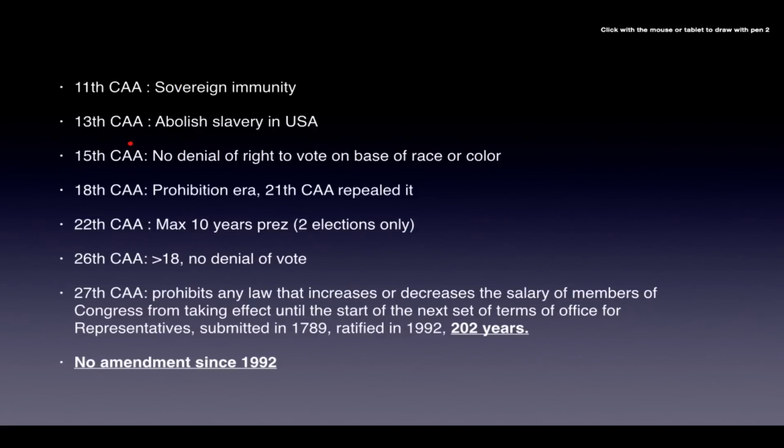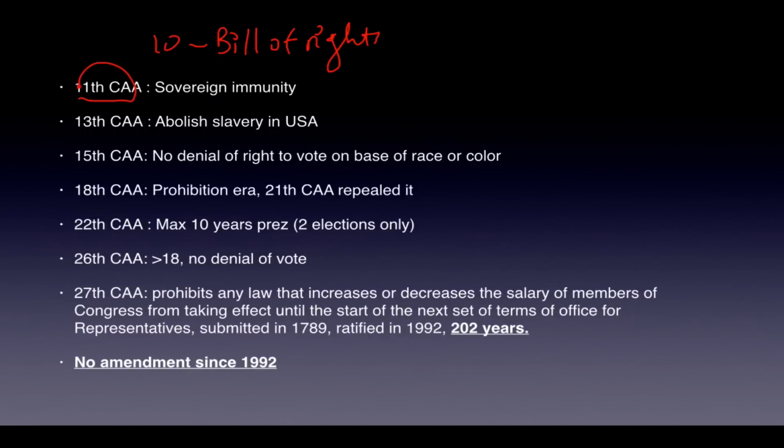Now there are various other amendments. The first 10 I have already told you about, they deal with the Bill of Rights. So among the rest 17, some are important. The 11th talks about sovereign immunity. It means that no outsider can sue the United States. That is, no foreigner can sue the United States.